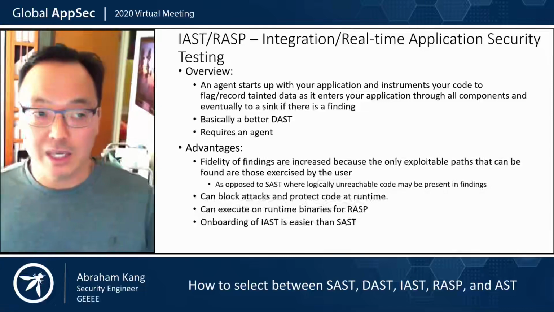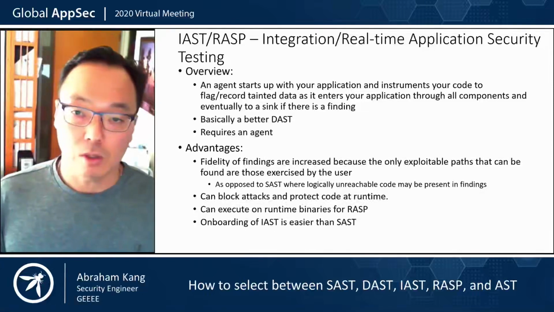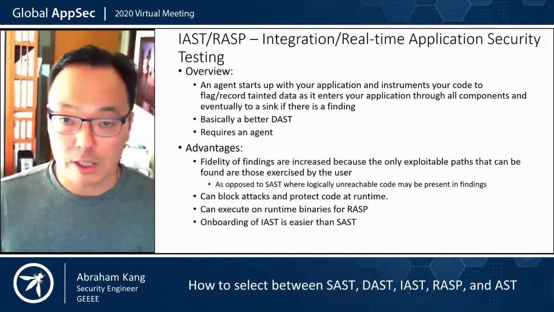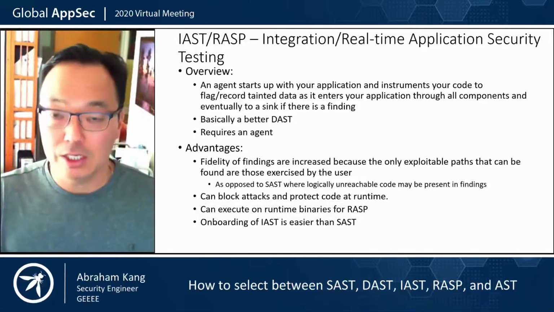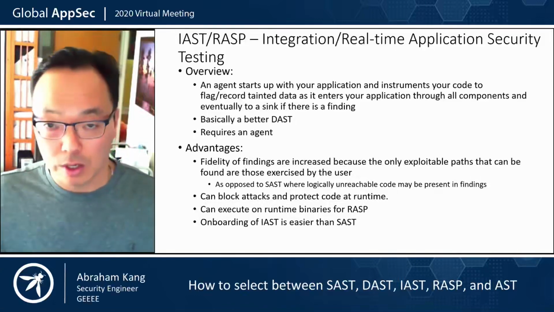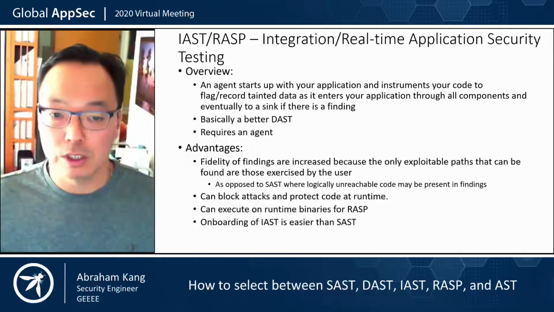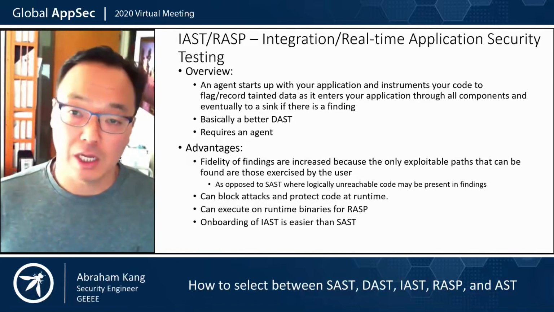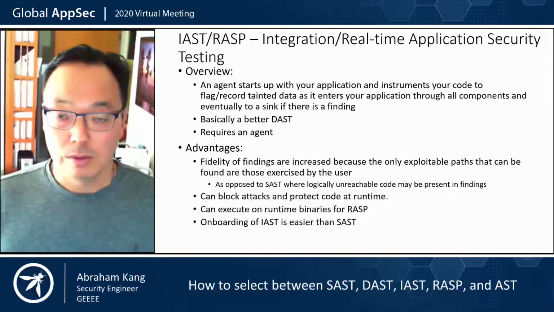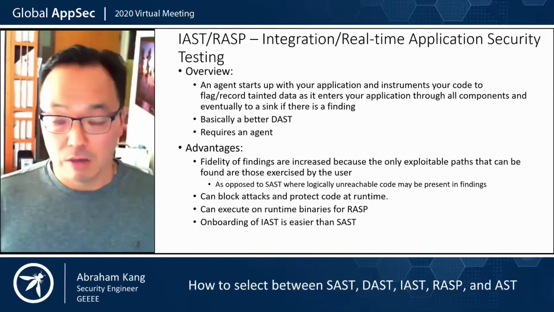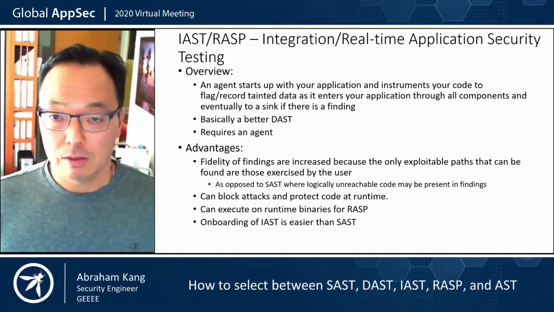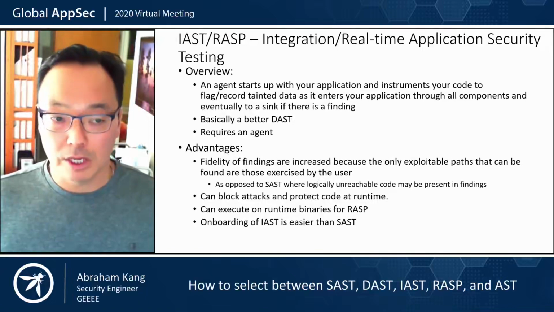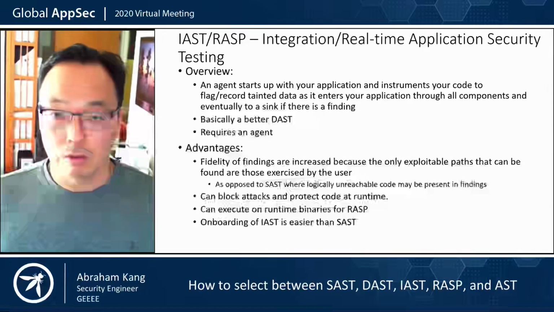So if we talk about IAST and RASP, we basically have an agent that's going to instrument your code to basically watch input being passed into your application, trace it through to a sink, and report those vulnerabilities as findings. It's basically a better DAST because it has knowledge of your code. So it can avoid all the false positives that a DAST may report. And it's going to require an agent running in your code.